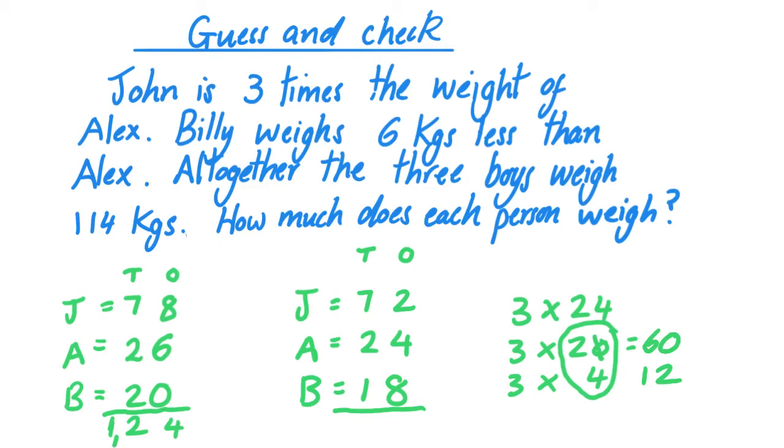We've got 8 and 2 here, which is 10, and 4 more, making 14. So 4 in that column. We're going to carry the 1. And then we've got 7, 8, 9, 10, and another 1, making 11.